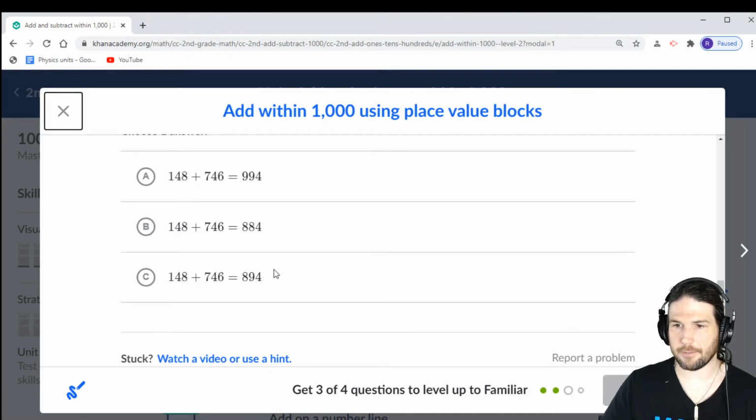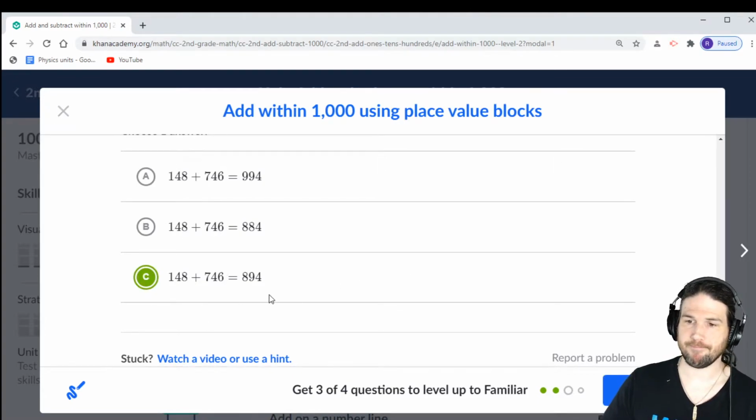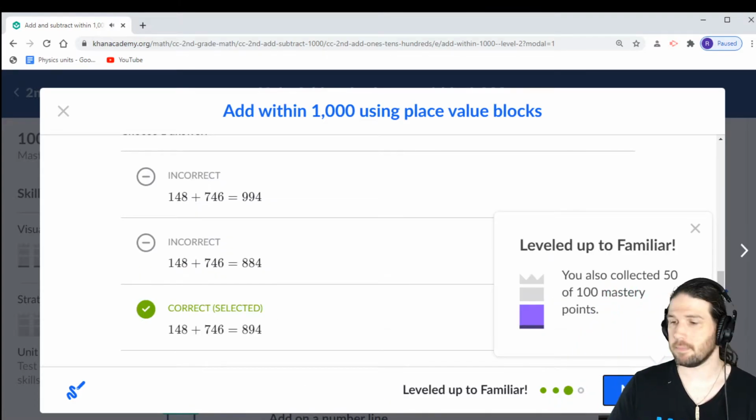Okay, so we have 148 plus 746. It's definitely not 994. It's definitely not 884, or is it? No, it's 894, like I just said. 800, 46 plus 48 is 94. Moving on.